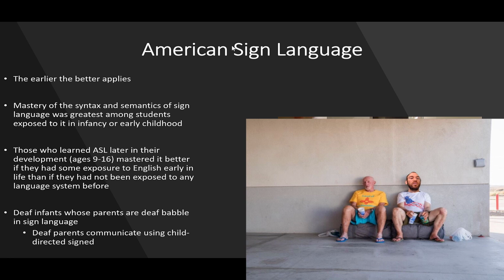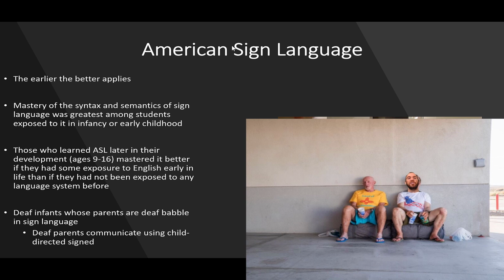So, like other languages, the earlier the better applies. Mastery of the syntax and semantics of sign language was greatest among students exposed to it in infancy and early childhood. Those who learn ASL later in their development, ages 9 to 16, mastered it better if they had some exposure to English early in life than if they had not been exposed to any language system before. Deaf infants whose parents are deaf babble in sign language. Deaf parents communicate using child-directed signs.